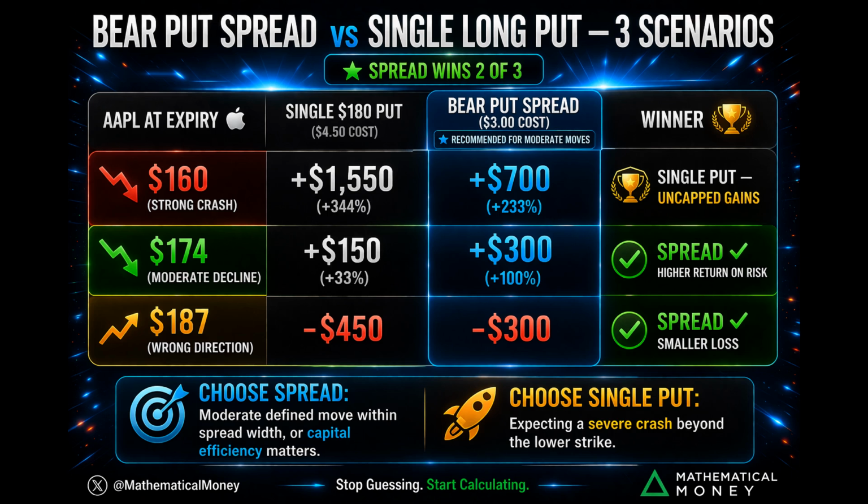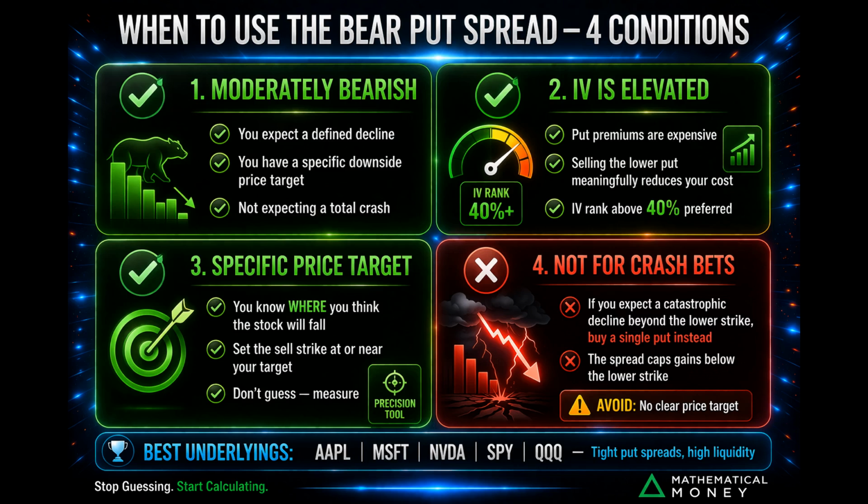The single put wins on a large crash beyond the lower strike. If Apple collapses to 150, the single 180 put returns $27 on $4.50 risk, 600%. The spread is capped at $7. Choose the spread when your price target falls within the spread width and capital efficiency matters. Choose the single put when you expect a severe crash and want uncapped downside profit with no upper cap on gains.